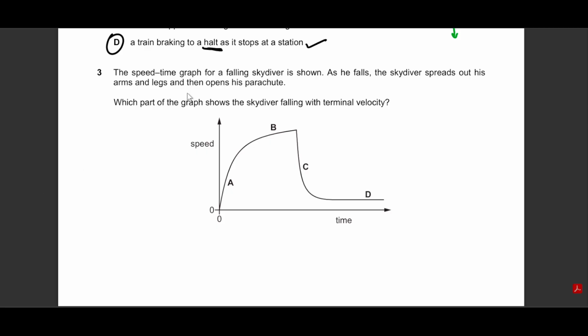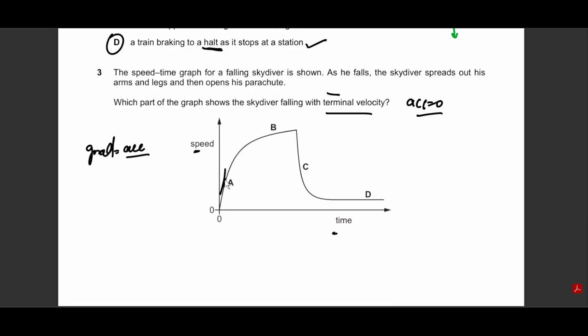Question 3 has been a repeated question from the past papers. He says an object falls with terminal velocity. It's a speed time graph, so the gradient represents acceleration. Now we're looking for terminal velocity. The acceleration is supposed to be 0.